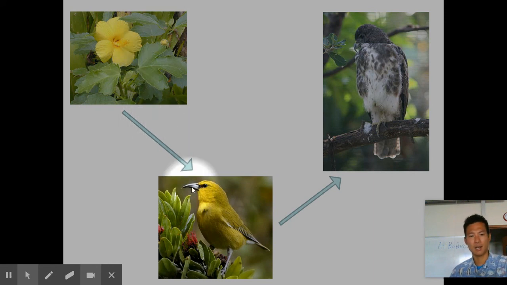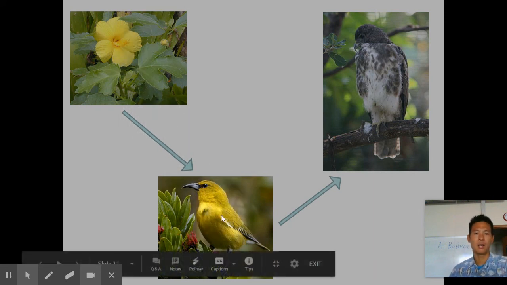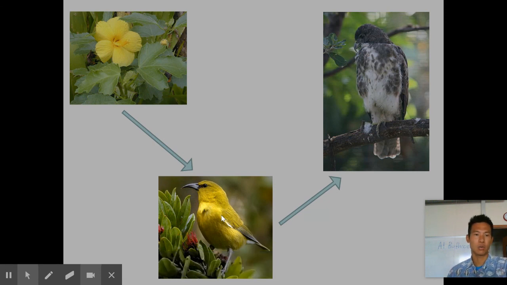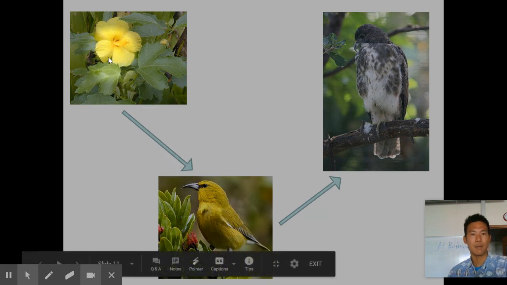Now this is an amakihi. This amakihi is a type of Hawaiian honeycreeper. It eats nectar. So the energy from the hibiscus goes to the native Hawaiian honeycreeper, because it eats the nectar, and then of course the Hawaiian hawk. Energy from the amakihi flows to the hawk because the hawk actively hunts and eats the native Hawaiian birds.